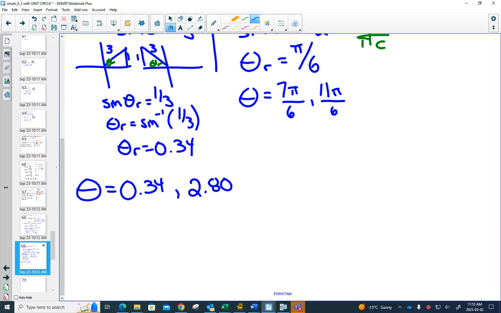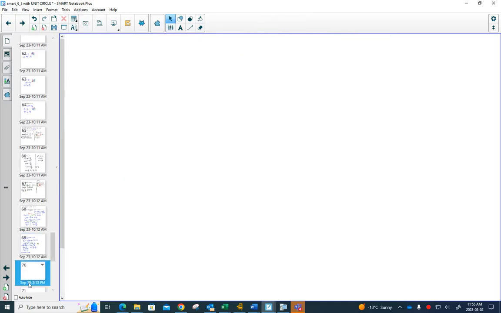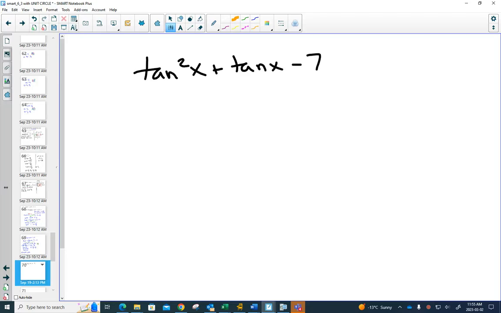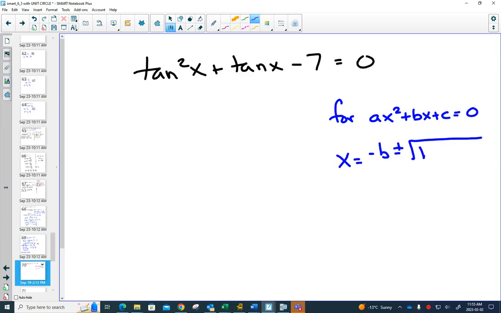Okay, we will add one more that involves tan squared x plus tan x minus 7. I will tell you right away that this cannot be factored. And on your formula sheet, you have the following. You can just add this.